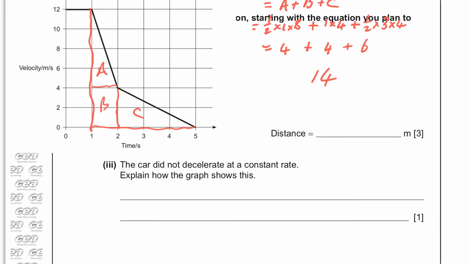Part 3. The car did not decelerate at a constant rate. Explain how the graph shows this. Well, it has two different gradients. A constant deceleration should be a single straight line.